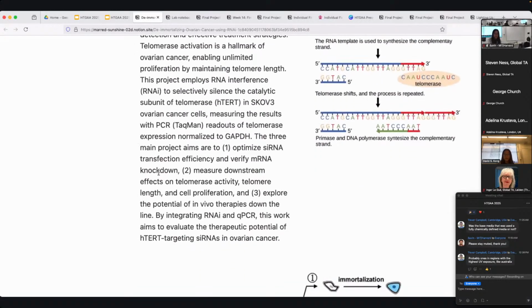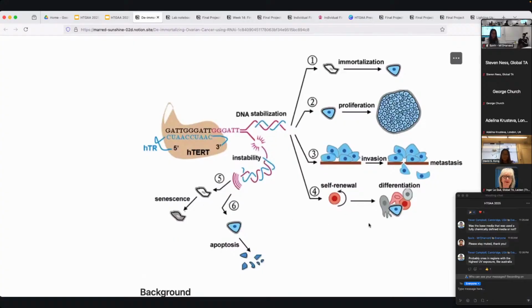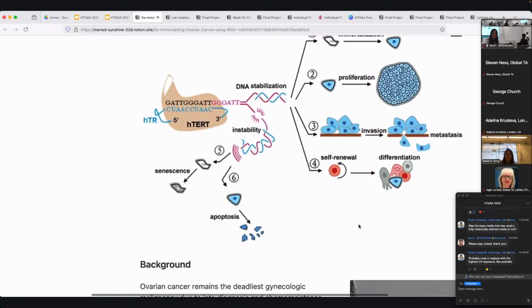So for my project, I want to employ small interfering RNAs to selectively target and knock down the telomerase gene, specifically the catalytic subunit, which I'll refer to as hTERT. And as you can see in this diagram, by selectively silencing this gene, we can hope to increase senescence of cancer cells and basically suppress their increased proliferative capacity.